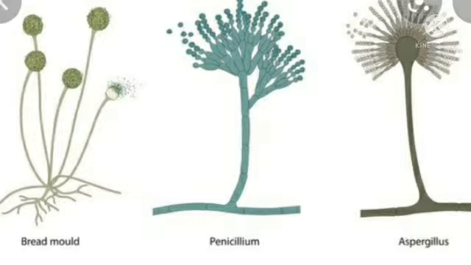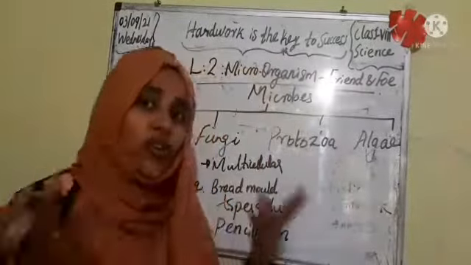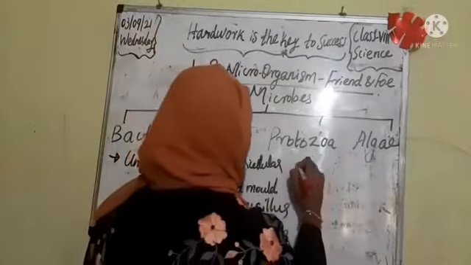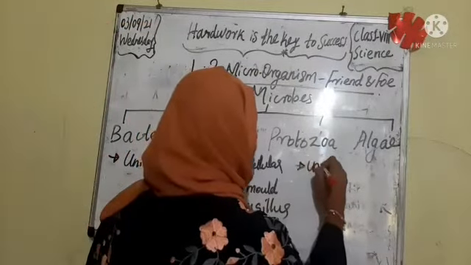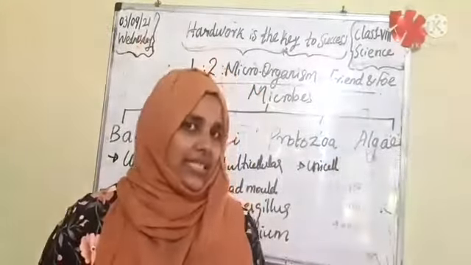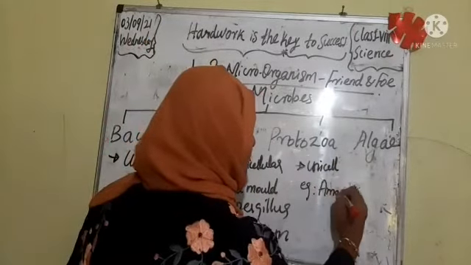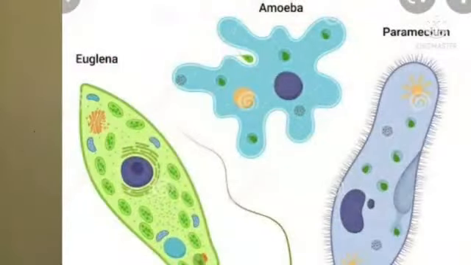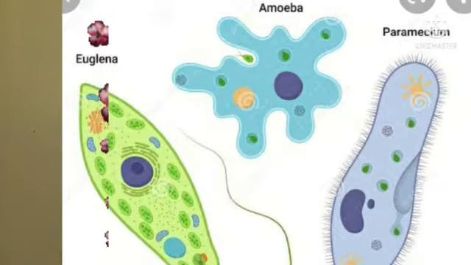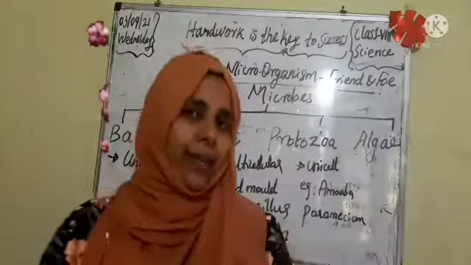Look at the diagram, children. Next we can check about protozoa, which are also microorganisms, and they have a single cell in their body. So they are unicellular organisms. You know the common examples, that is amoeba and paramecium. These are the different examples of protozoa, amoeba and paramecium.